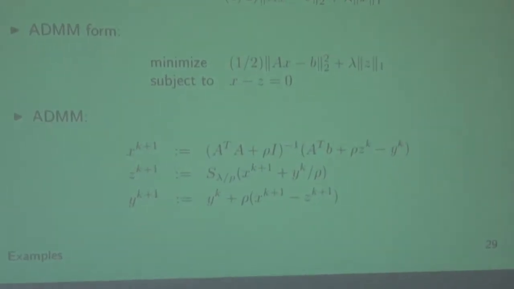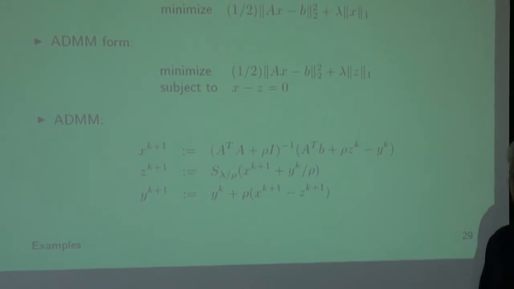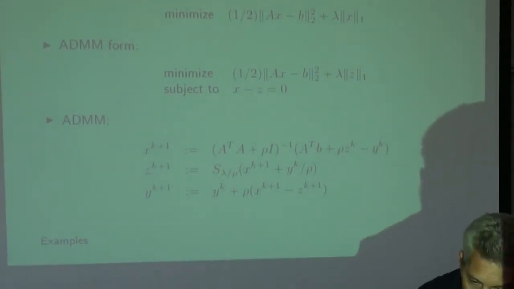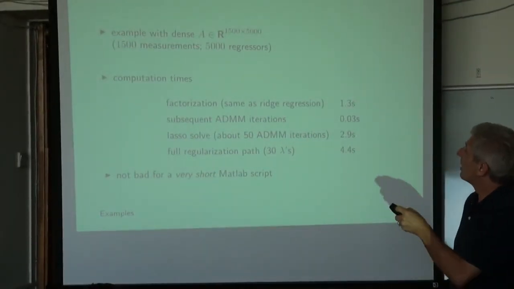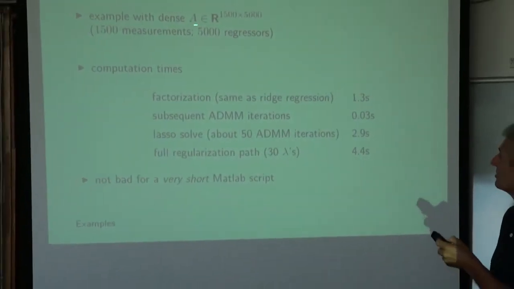But you look at this more closely and you realize, hey, I can do factorization caching for that. Very simple, right? We just turn the crank. Let's do an example. So here's a problem with a matrix that's 1500 by 5000. So it's 1500 measurements, 5000 regressors.